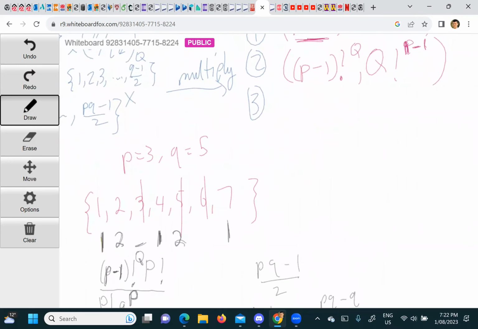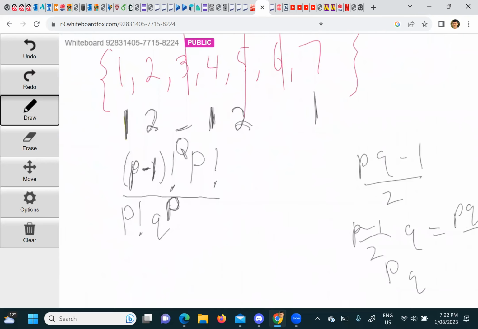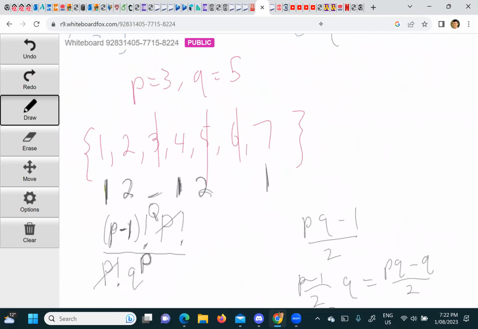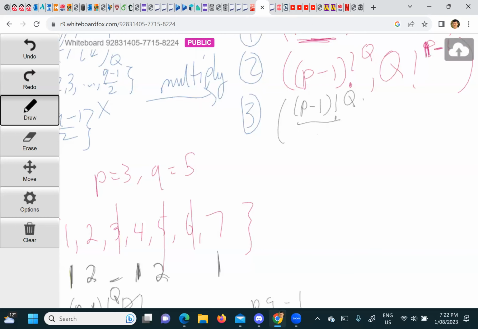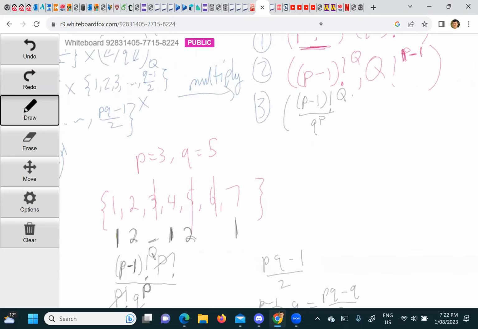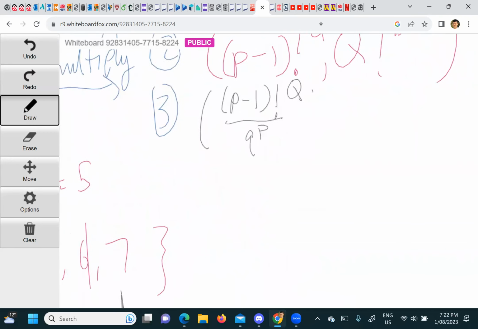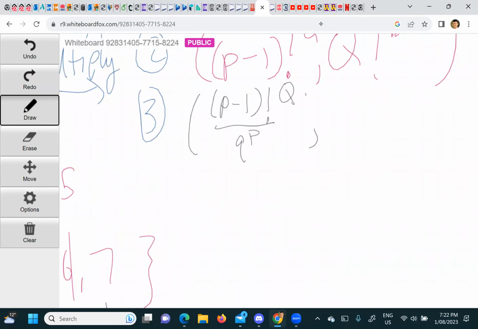So we get p minus 1 factorial to the power of q, and the capital P factorial is cancelled, you see that? So then you get that over q to the p. That's if you did it mod p. If you do it mod q, it's just the reverse: q minus 1 factorial to the power of p over p to the power of q.